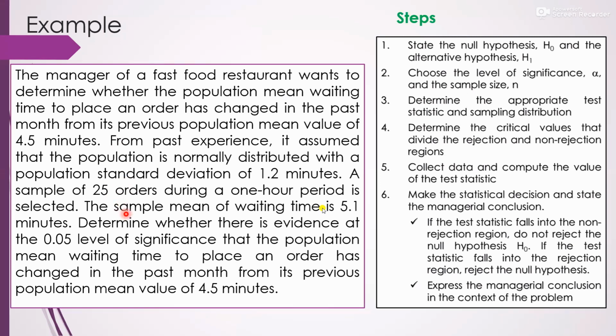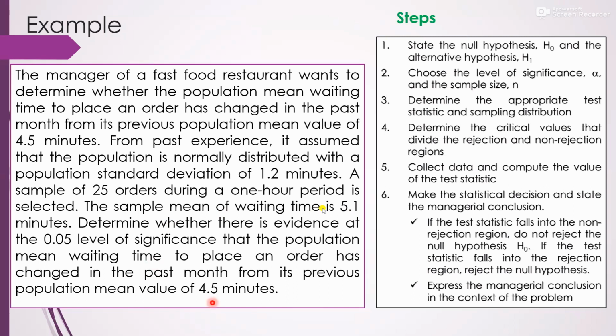The sample mean waiting time from these 25 orders is 5.1 minutes. Then determine whether there is evidence at the 0.05 level of significance that the population mean waiting time to place an order has changed in the past month from its previous population mean value of 4.5 minutes.